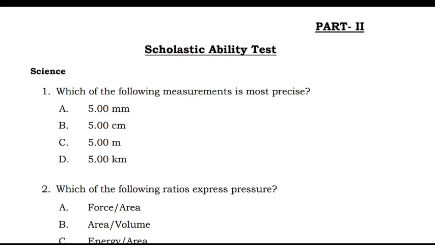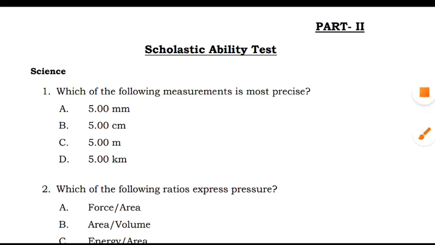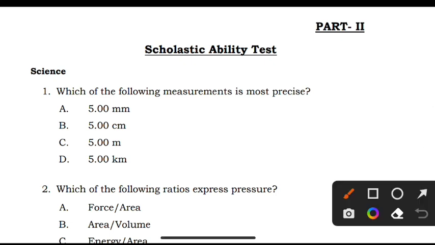Here is your question of the Scholastic Aptitude Test, which is also known as the SET science paper. So let's deal with the first question. Which of the following measurements is most precise? That means in these options, which is the correct measurement, which is most precise? So here 5 mm is the measurement which is most precise. So the right option will be option number A.